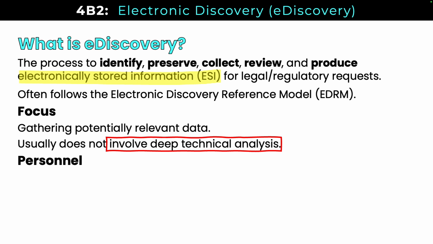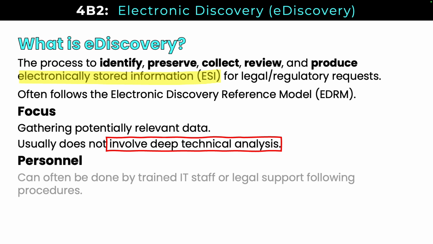So personnel involved in e-discovery can often be just generally trained IT staff or legal support following procedures. They don't have to have deep technical expertise to perform e-discovery. They're often performing queries with tools that have already indexed data, so they may be just querying across email and document data to gather the requested information, meeting a set of search criteria.